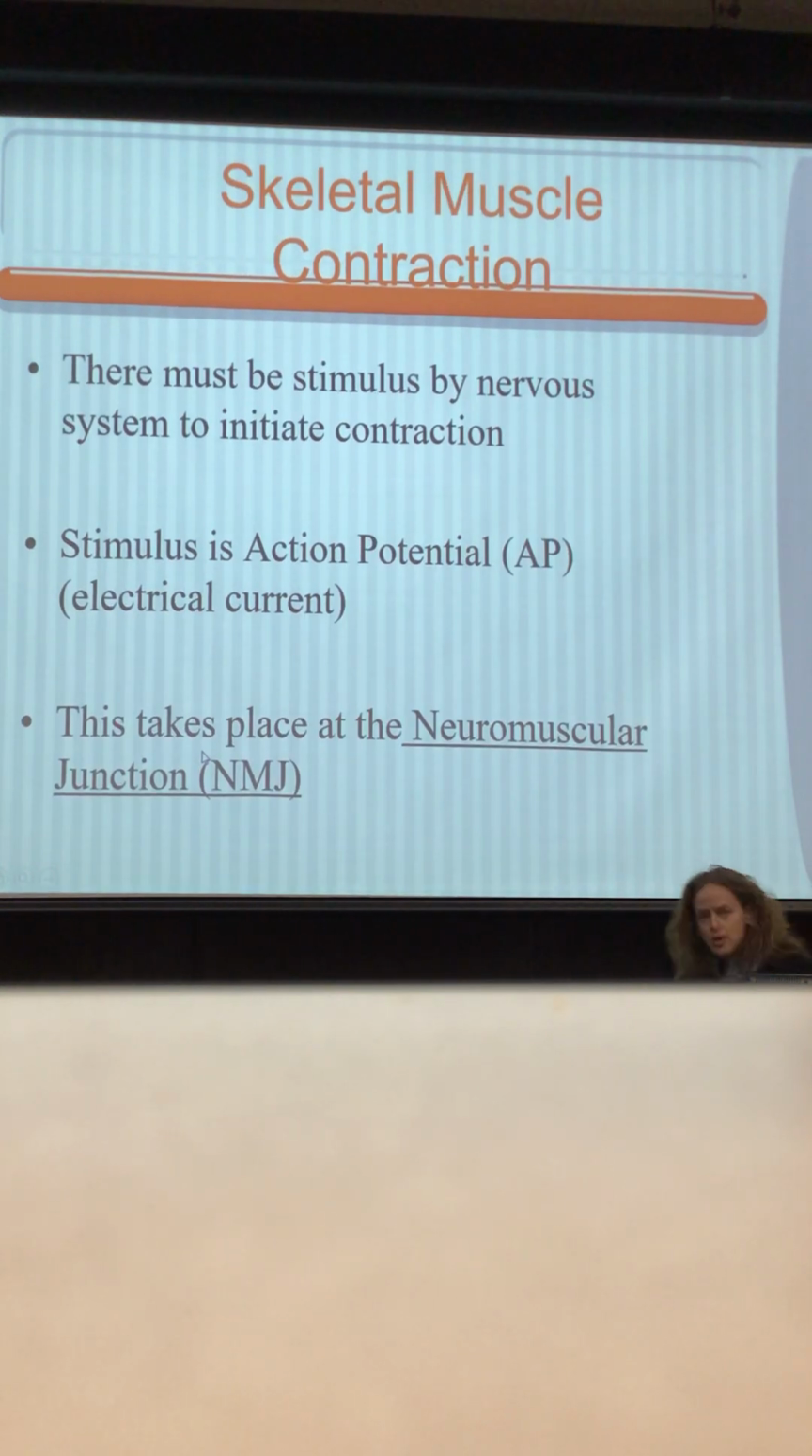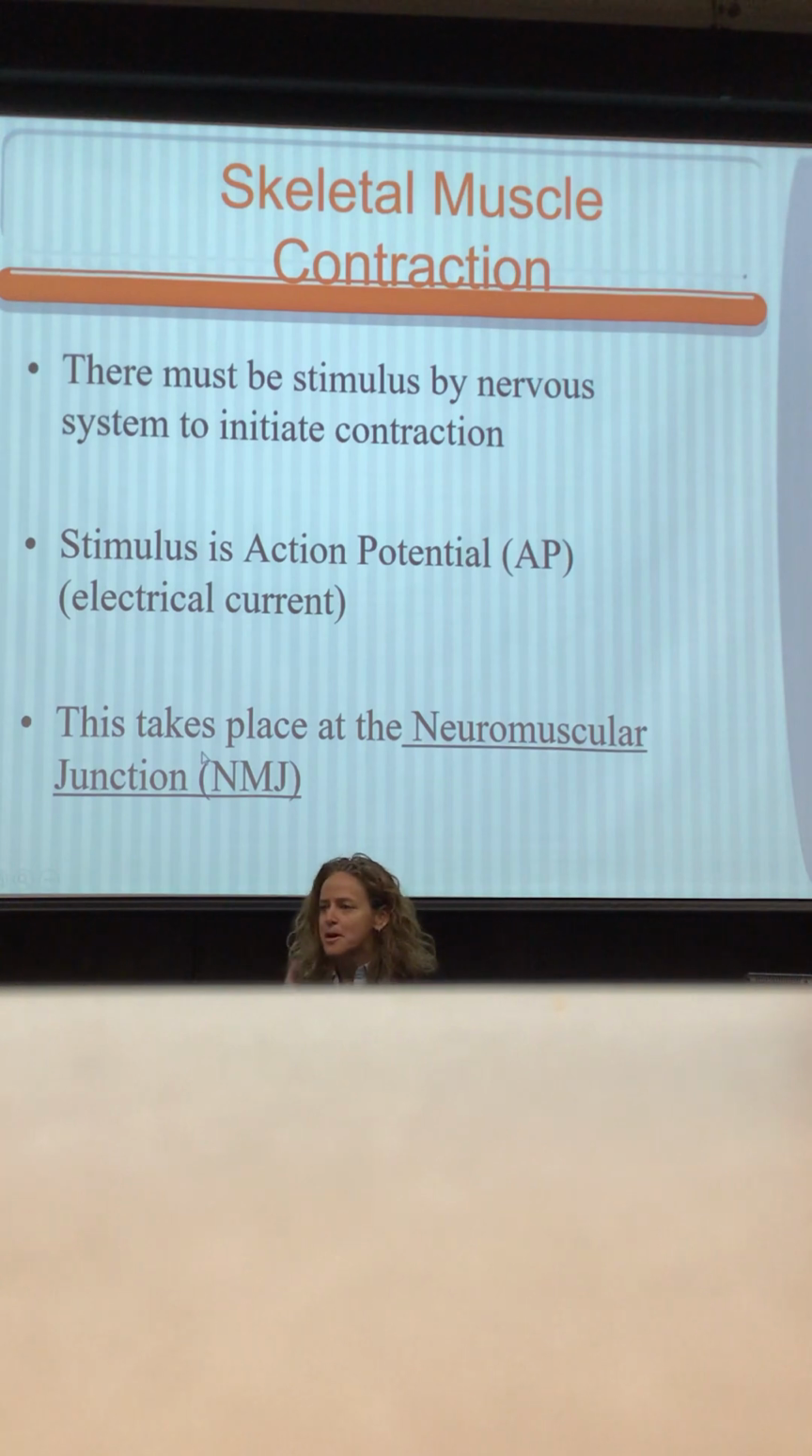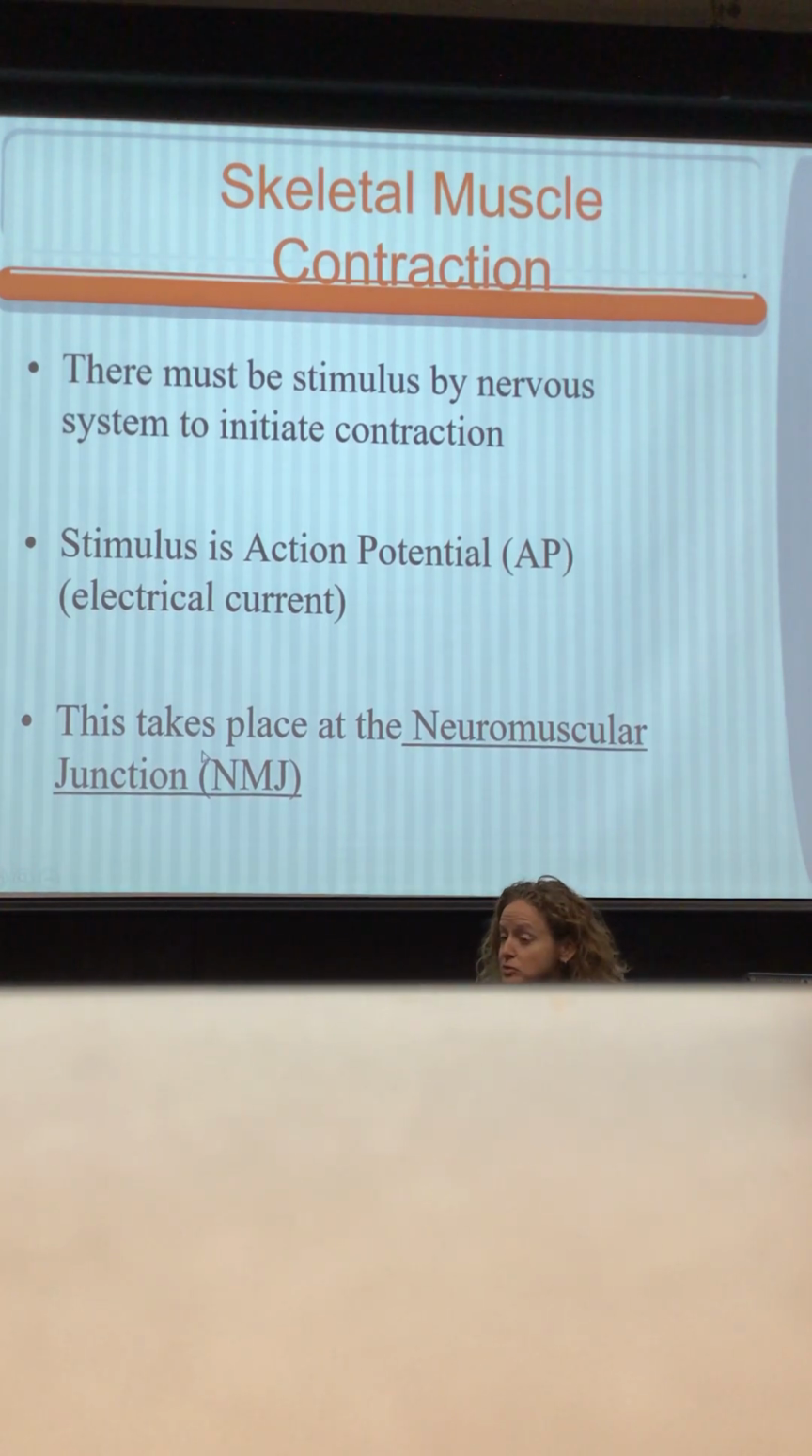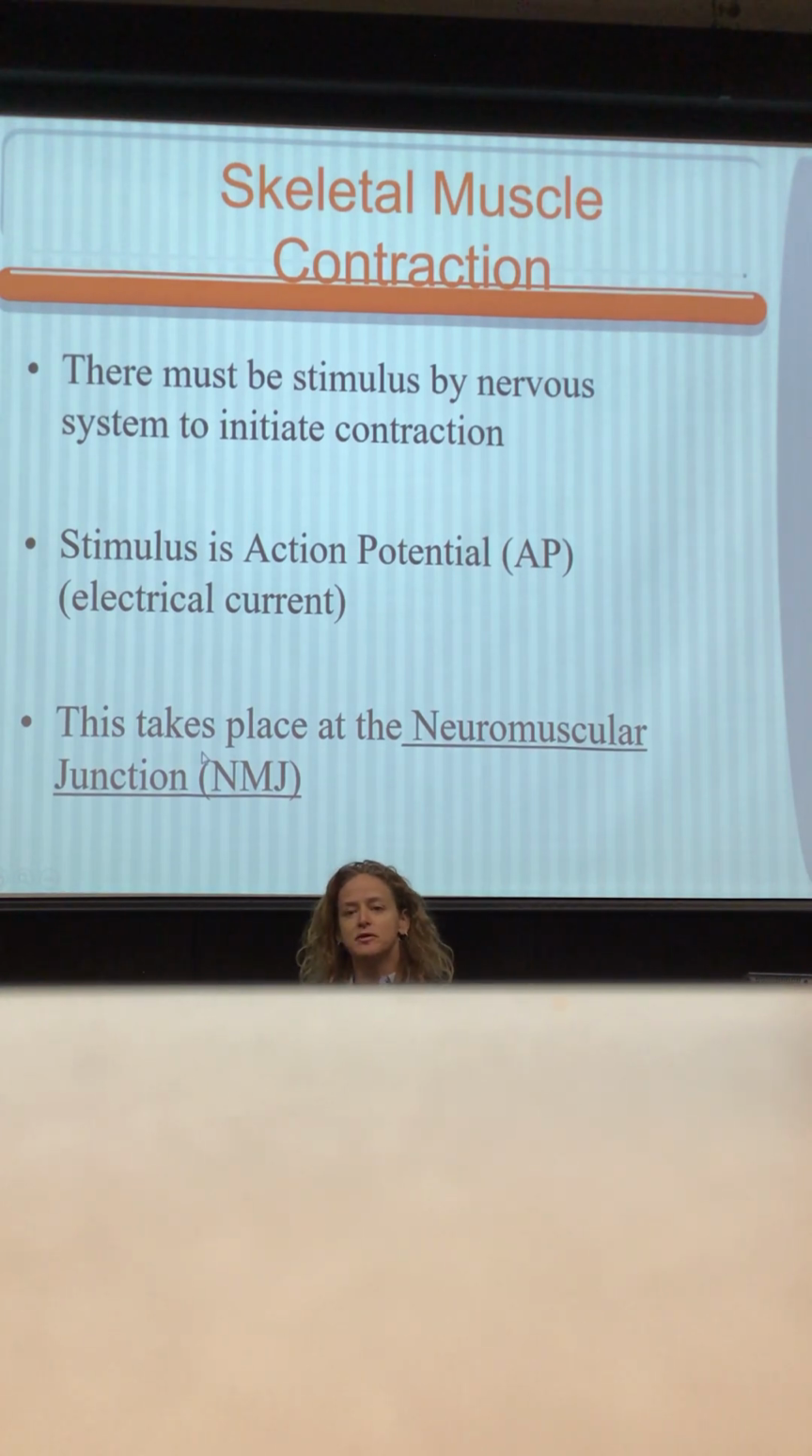Now, we're going to lay out how this happens, but first, in order for a muscle to contract, it has to get a message to contract. What is the stimulation that tells a muscle to contract? Nerve impulse. So that's where we're going to start.